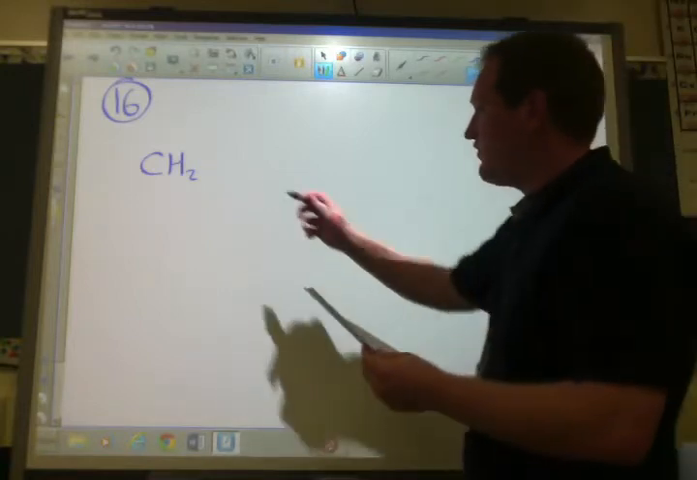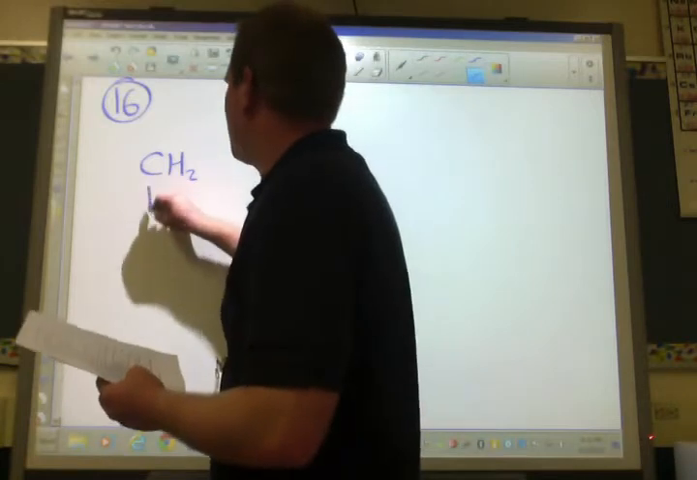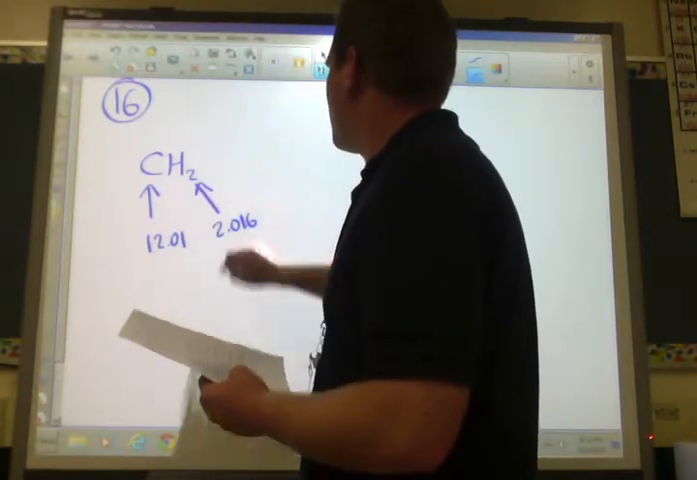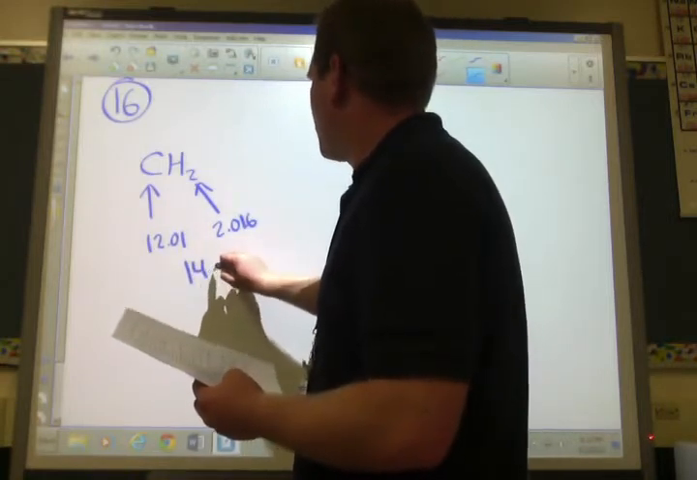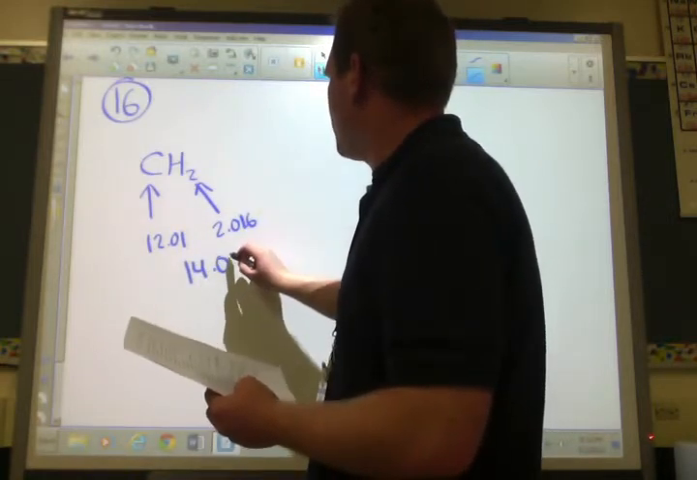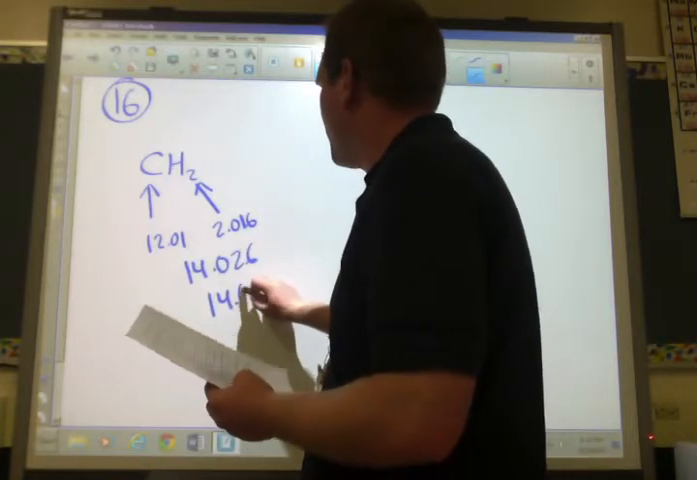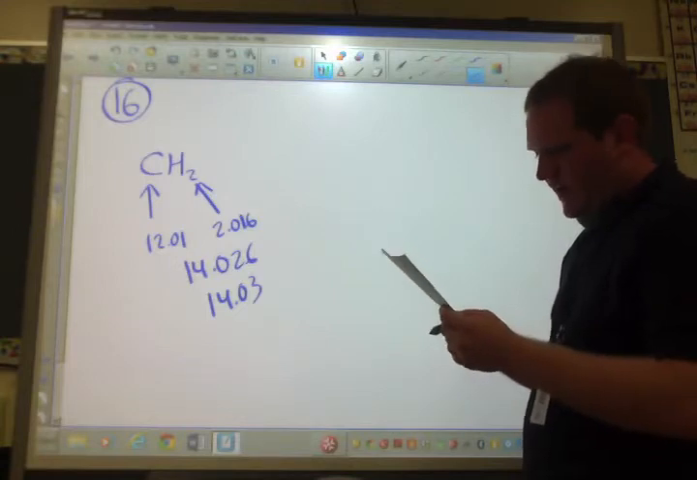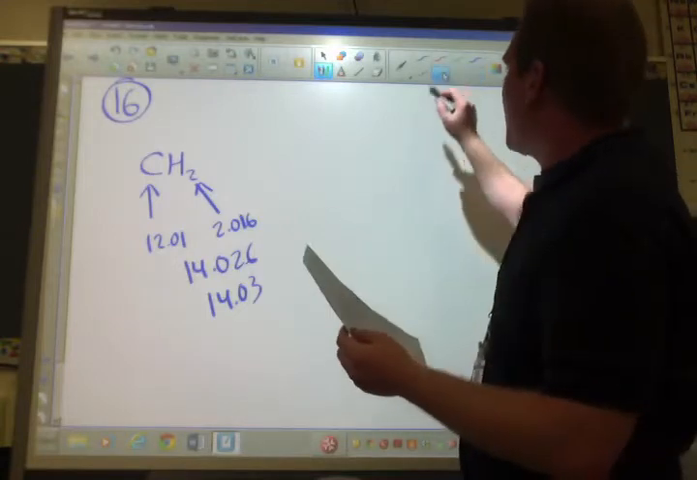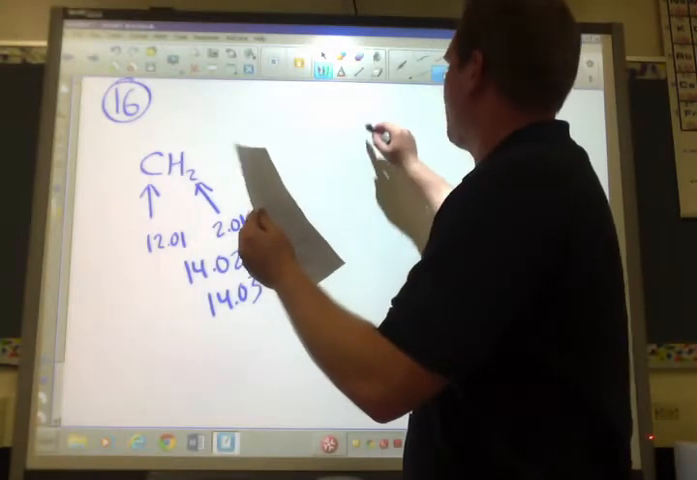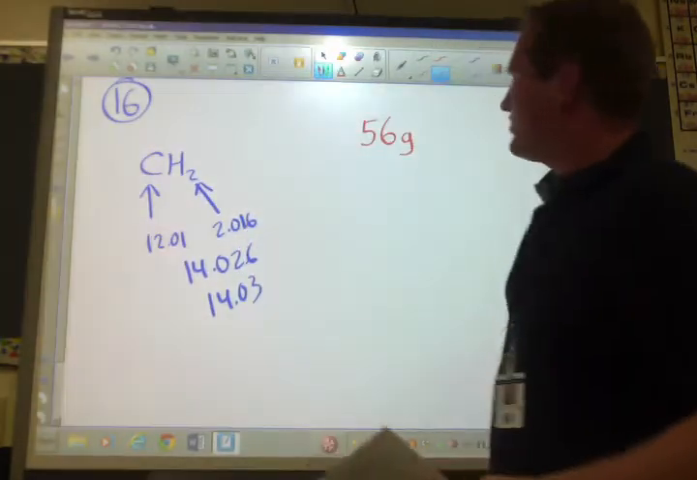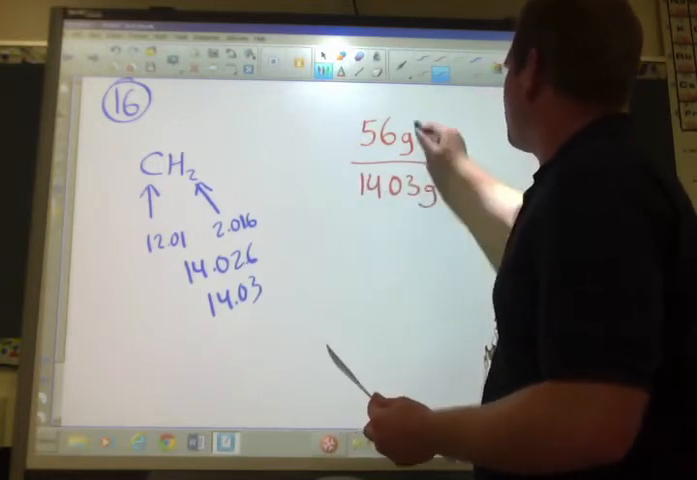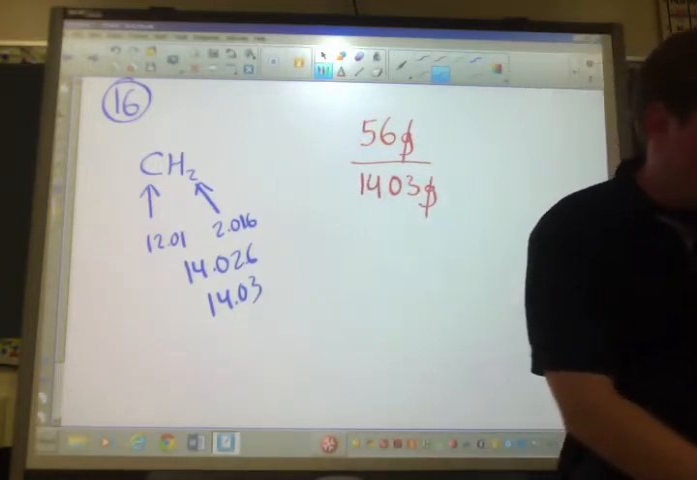So what we do is we find the molar mass of CH2. So this is going to be 12.01. This is going to be 2.016. Added together, that's going to be 14.026. We'll call it 14.03. And we're going to divide that by the mass that's given to us in the problem. Okay, 56 grams. So that's the total weight divided by 14.03 grams. And we're going to basically look for the percentage.